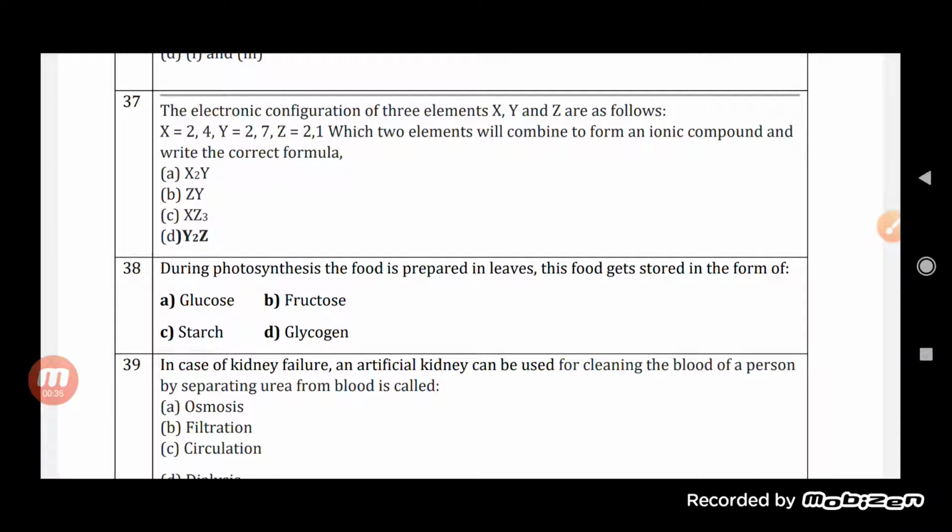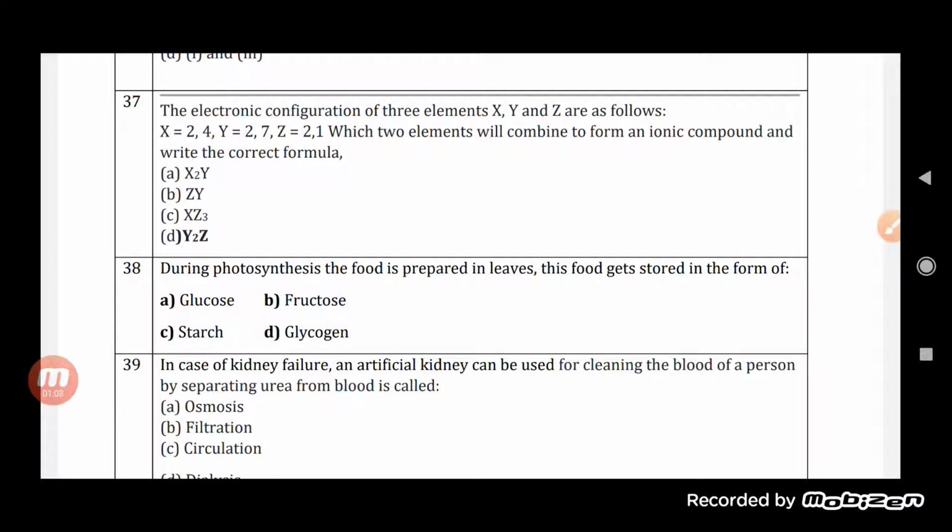Now see here in question number 37, it is given that the electronic configuration of three elements X, Y and Z is given below. Of X it is 2, 4; Y it is 2, 7; and Z it is 2, 1. Which two elements will combine to form an ionic compound, and write the correct formula.